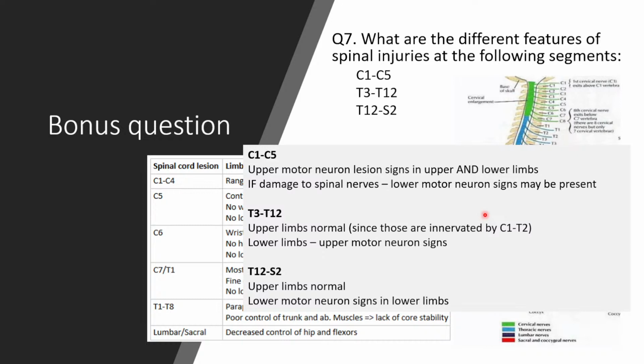T12 to S2, so upper limbs will be normal. Lower motor neuron signs will be in the lower limbs. And if the sacral region is also affected, you'll have incontinence. So you won't be able to control your bowel and urination.